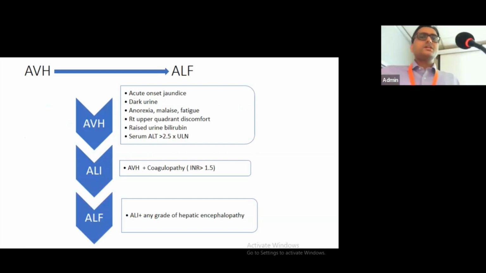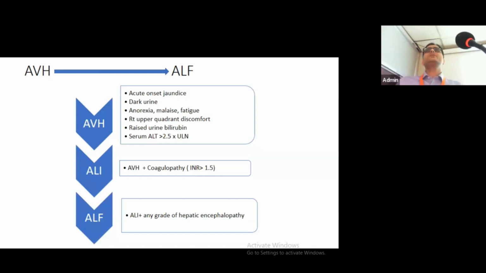Now coming to the journey from acute viral hepatitis to ALF. By now we know that acute viral hepatitis presents with acute onset jaundice, followed by dark urine, anorexia, malaise, all the features of prodrome, followed by raised urine bilirubin and AST levels more than 2.5. If the patient is not treated properly at this stage and he progresses, what will be the next stage?